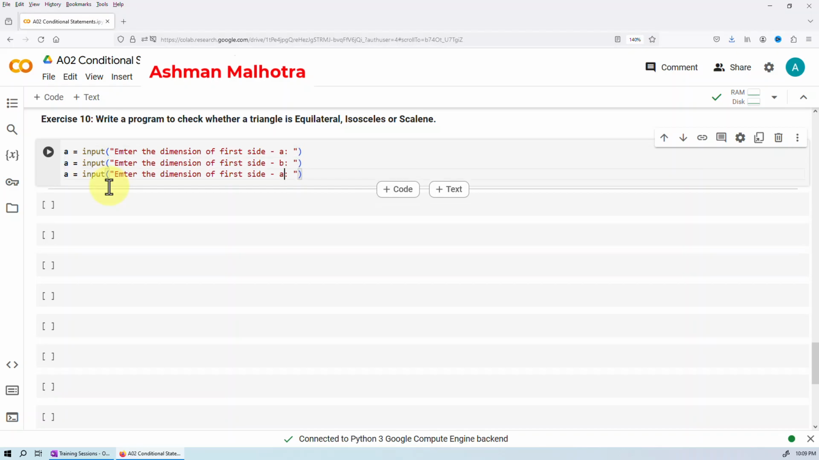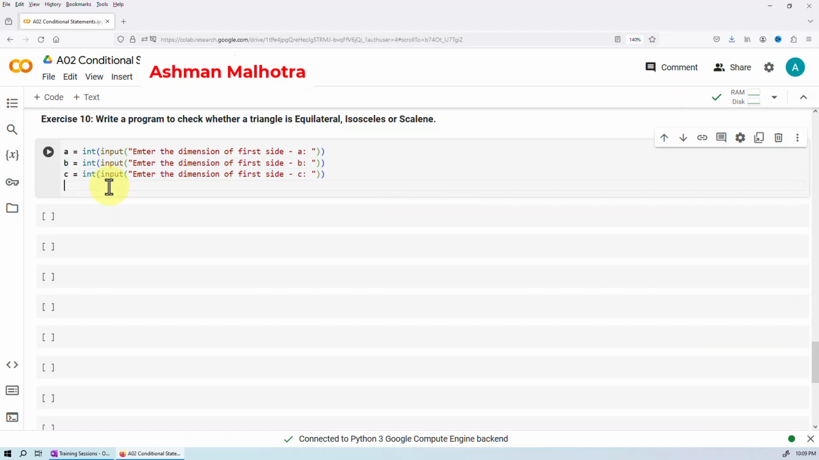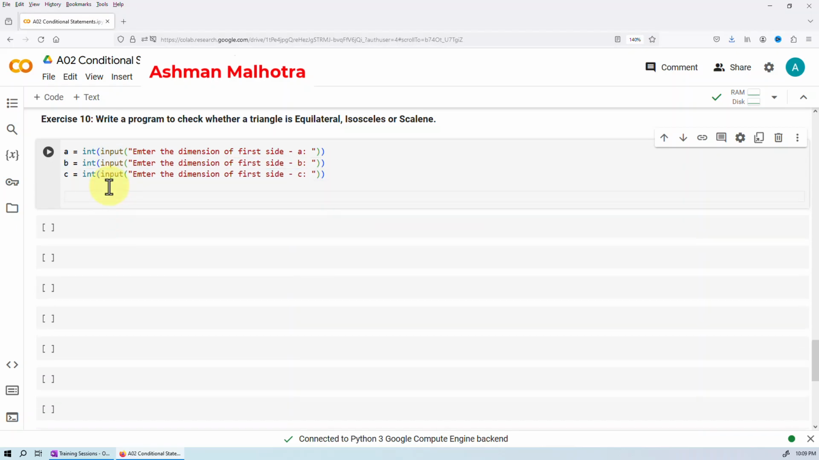Now I will change the names of the sides so that the user can understand what value he has to give for each dimension, and I will also set the names of the variables accordingly. I will also typecast the input to the integer type. So we have taken the input and have also typecast all the variables. Now we can write the logic of the program.